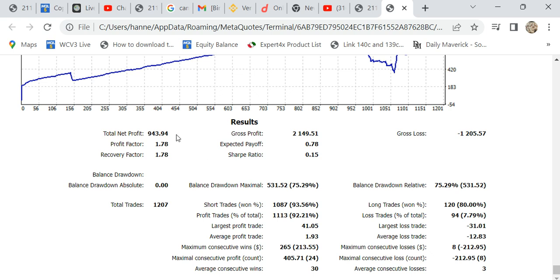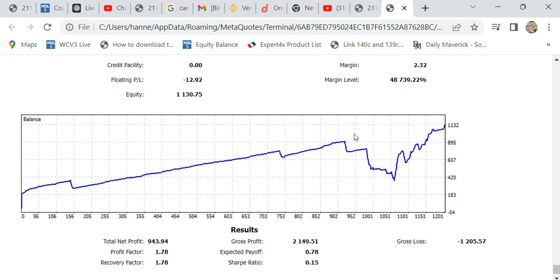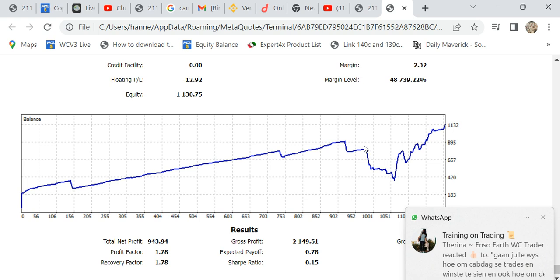Okay, but those big drawdowns, they are the problem. Total trades, 1,200 trades. All in all, very impressive. This can be controlled. This can be controlled. I will show you how to do that.